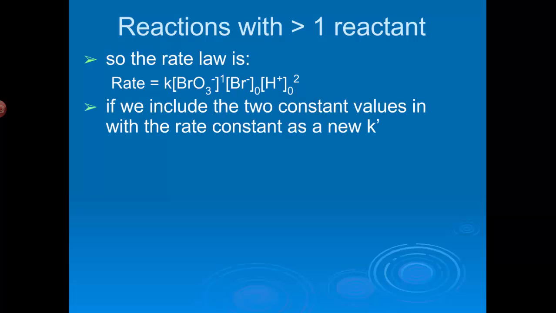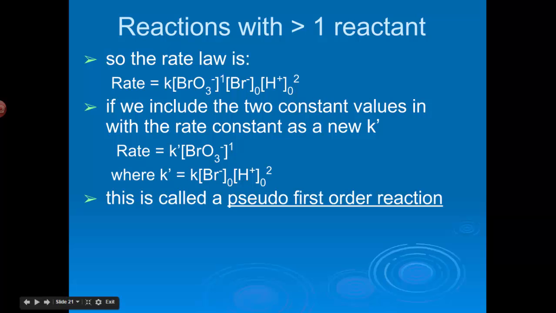And if we take those second two concentrations, the bromide and the H+, and we smush them together with the original rate constant K, we get a new K value, K prime. And so we can say that the rate is K prime times bromate to the first power. This is now a first order reaction. We treat it like a first order reaction. It's called pseudo first order. K prime is K times the two very high concentrations. But it simplifies things in terms of the math a little bit.